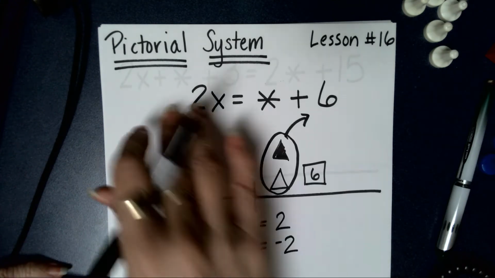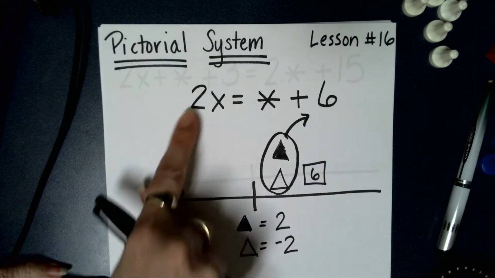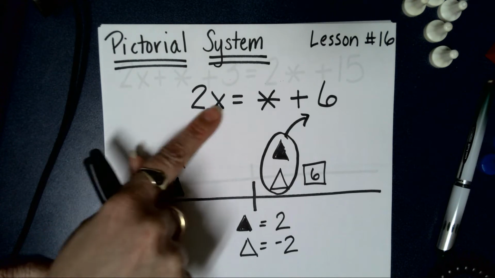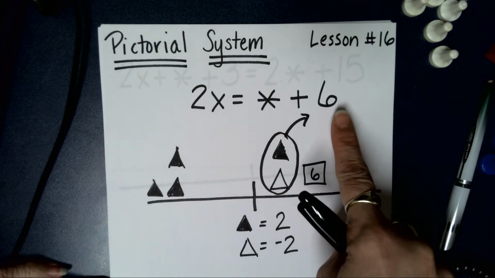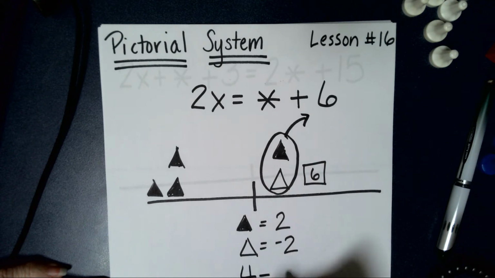And then I go back to my original problem. I had 2 pawns, and those 2 pawns were 2 apiece, so that's 4. And then I have 6 minus 2, which is 4. So 4 equals 4.